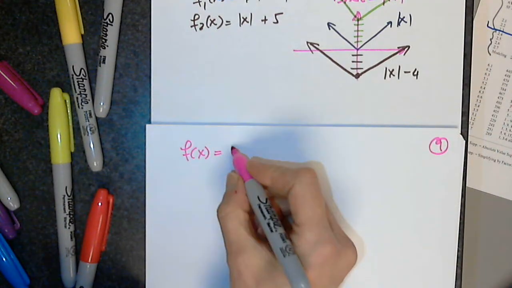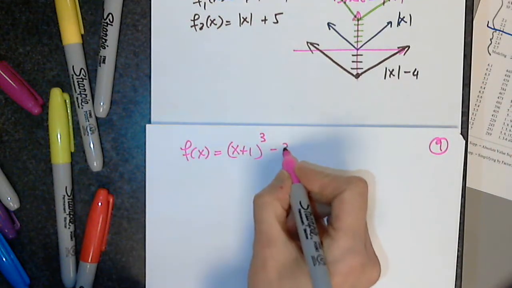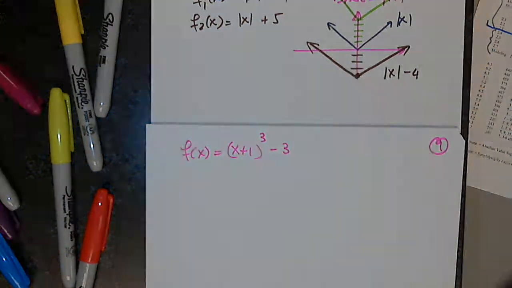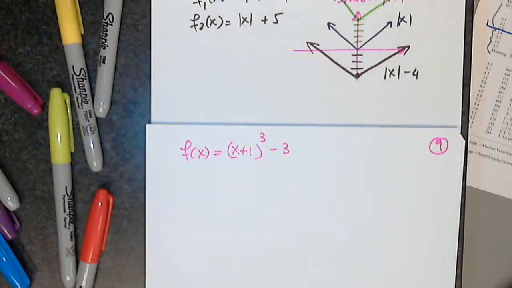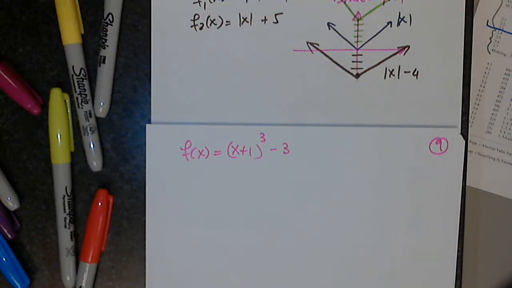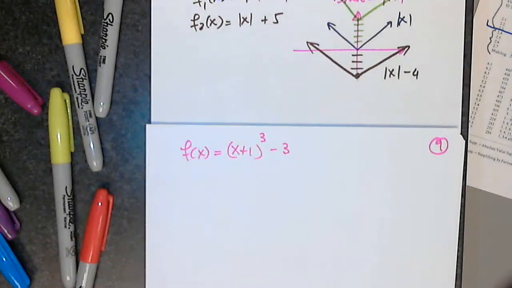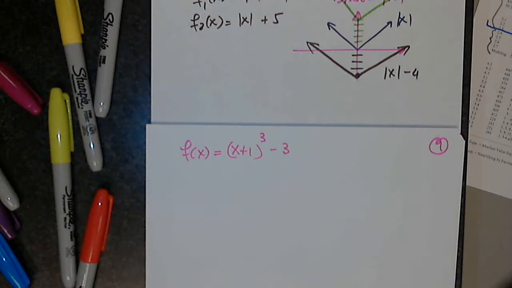F of x equals x plus 1 cubed minus 3. This is a combo. This function does two things sequentially. The first transformation is on the base function. The second transformation is on the new function I created. To the left one and down 3. Awesome. And it has to be in the order of operations. The exact order you must set it in.